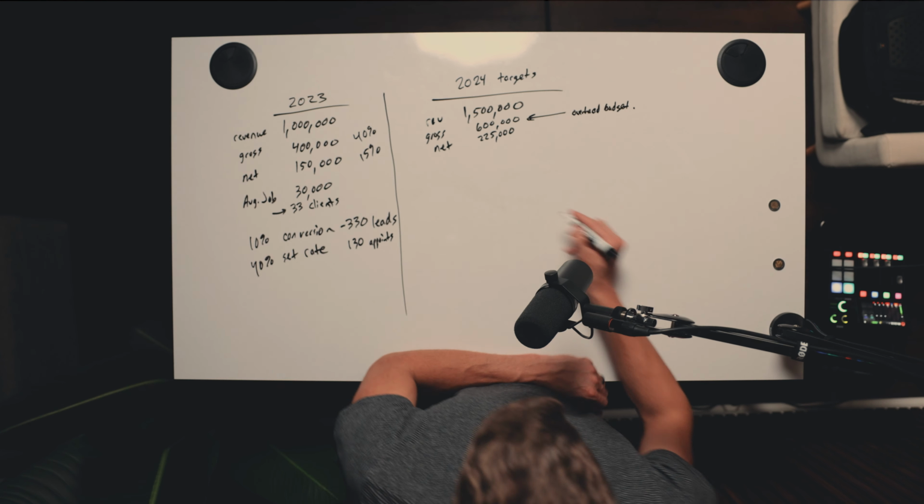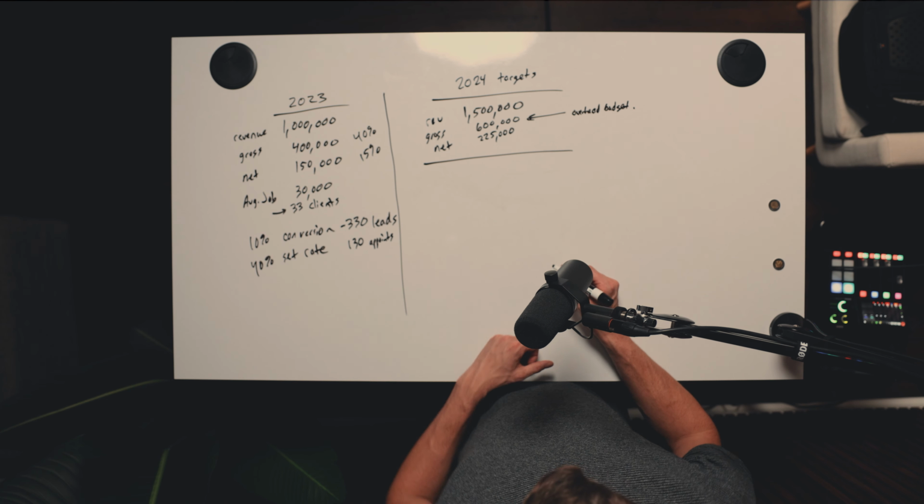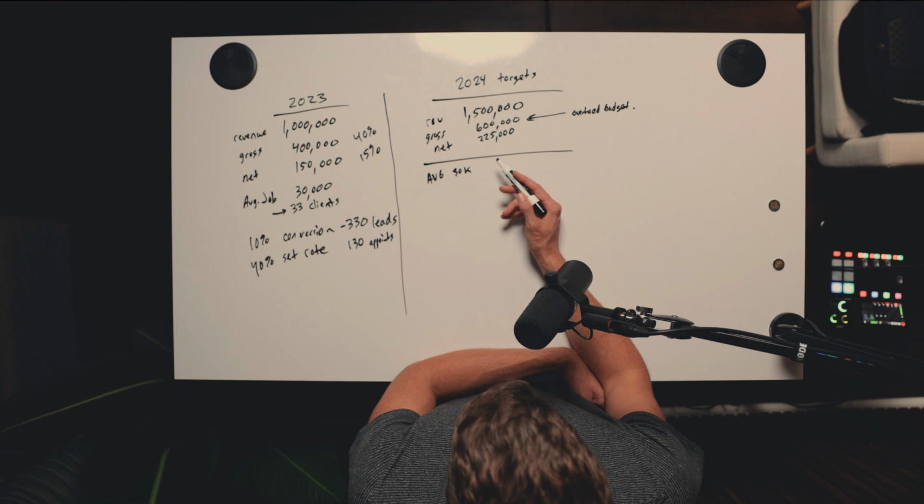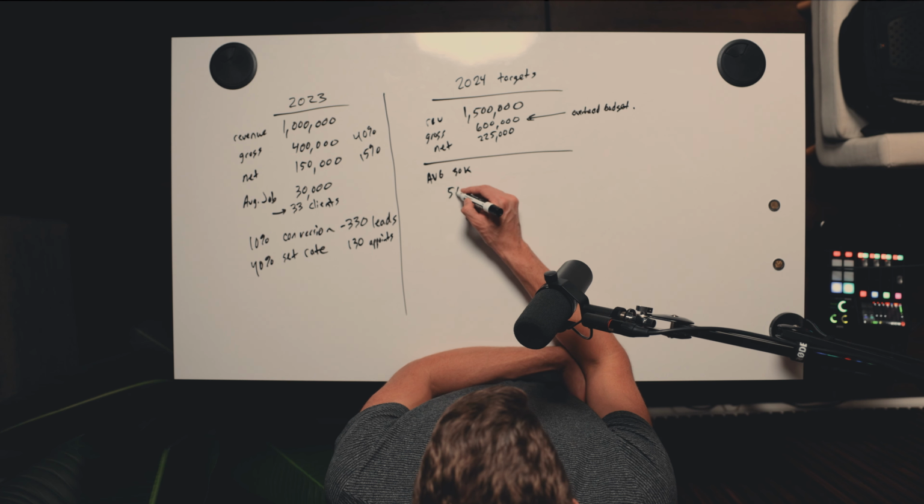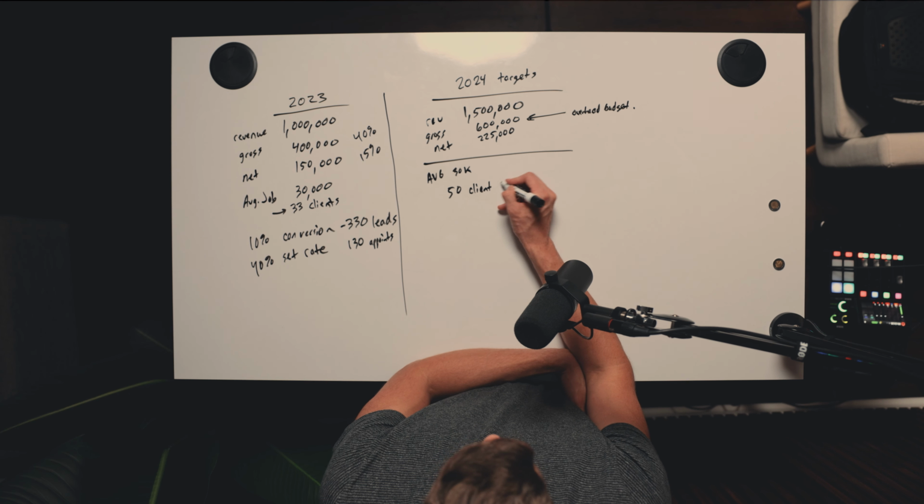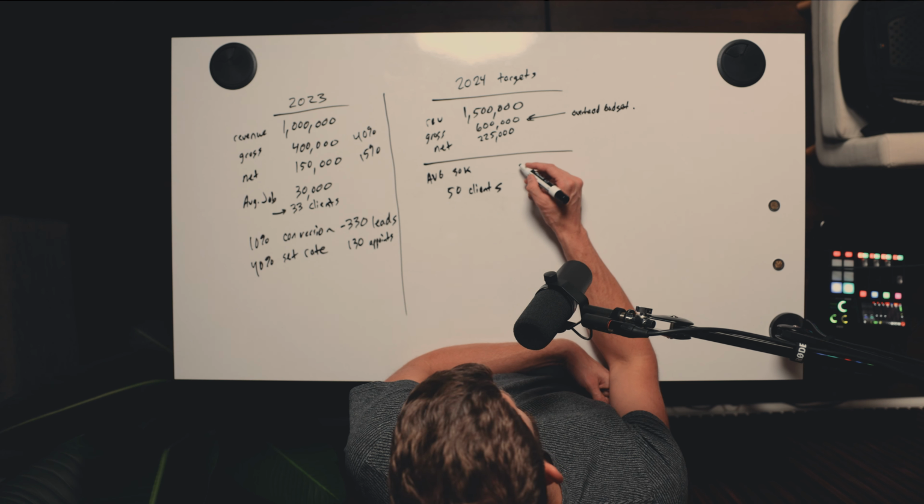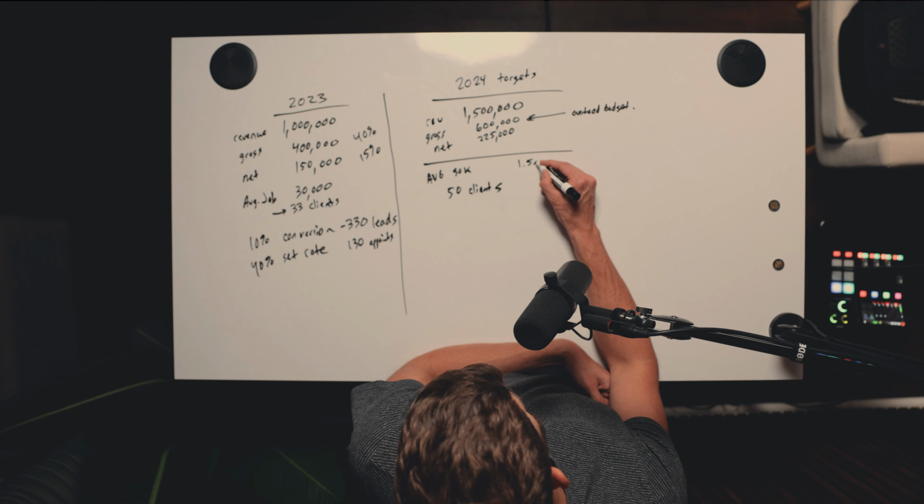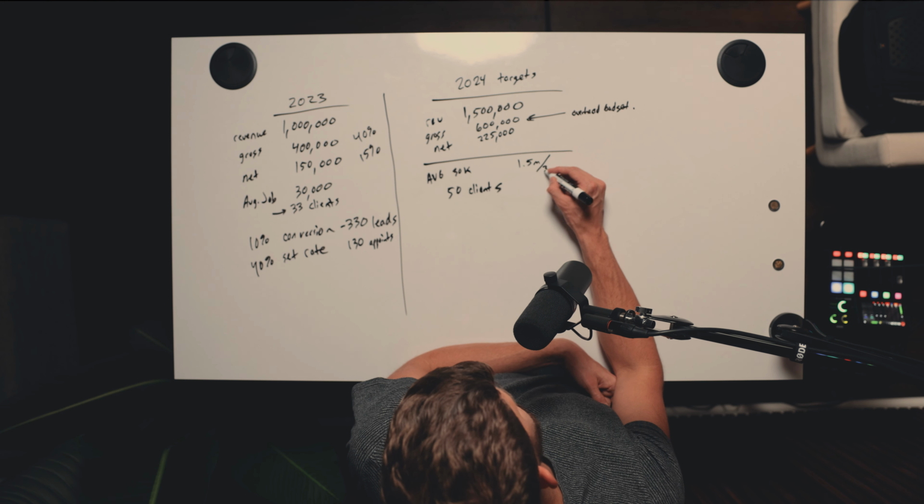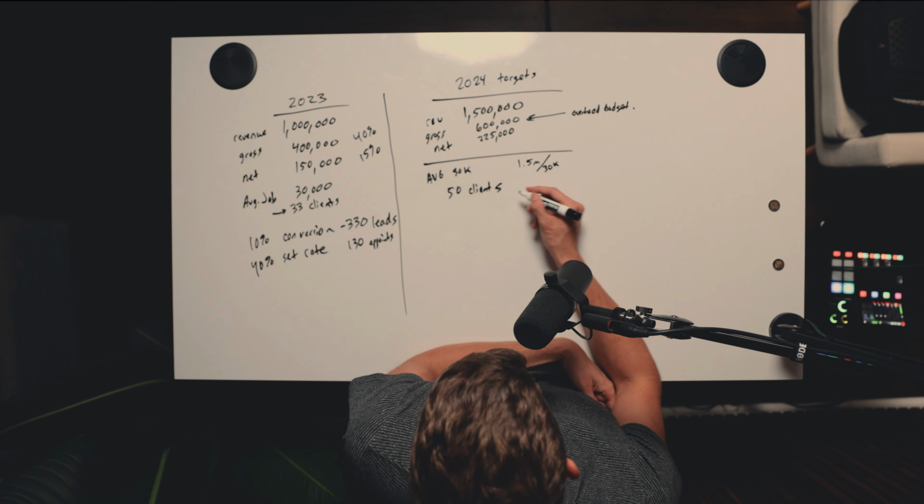Now let's look at building out a sales target. If our average job is $30,000 still, we're not going to increase our average job, then we now need 50 clients to hit the $1.5 million target. To get there, we take our sales target, $1.5 million, and we divide by $30,000. That gives us the 50 clients or 50 jobs that we need to do in 2024.